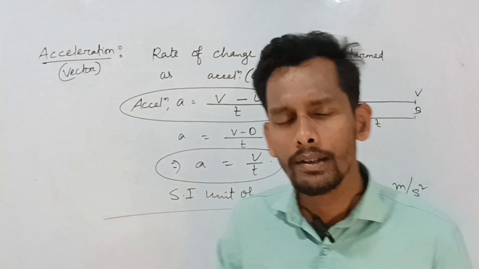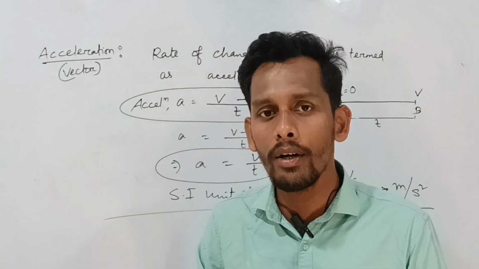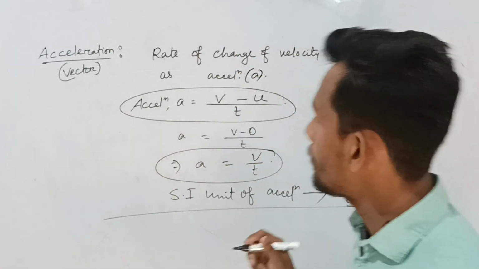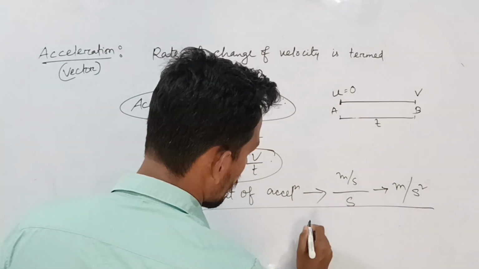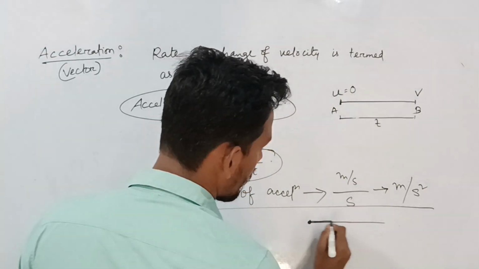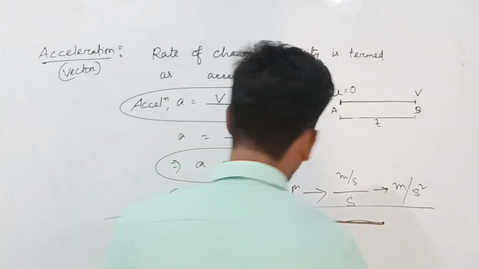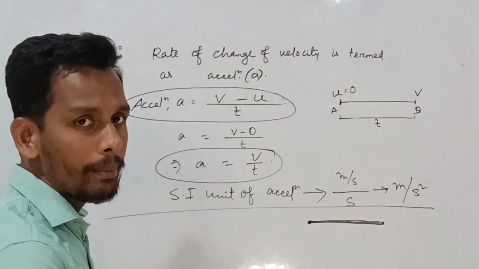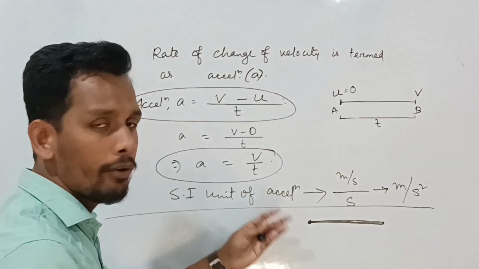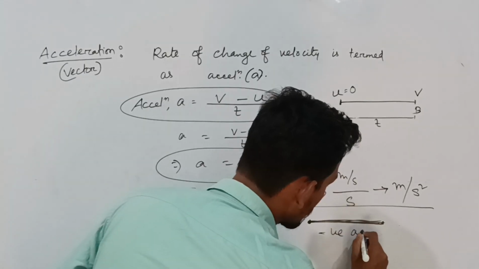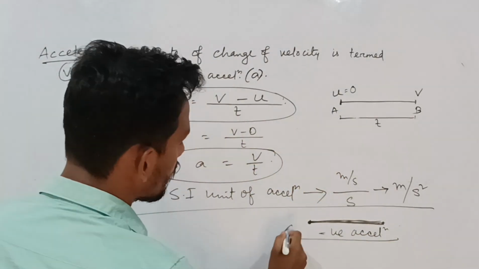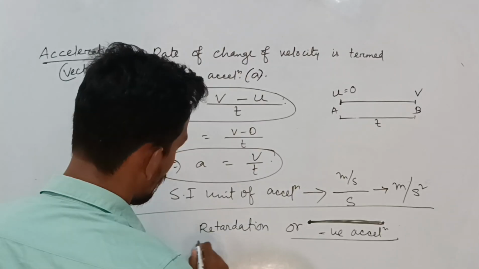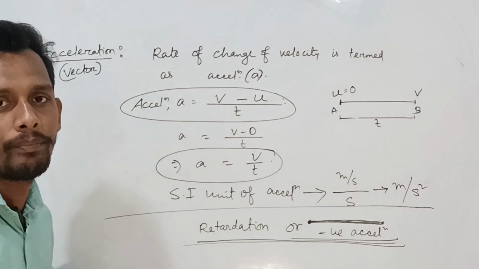Suppose a bus or a car wants to stop. Suddenly it cannot push the brake, so gradually it will push the brake. That means the object presses the brakes here, then it stops here. In this time duration, the velocity will be decreasing. If the velocity is decreasing, that means acceleration is in the opposite direction. So it is called negative acceleration, or retardation. Clear?